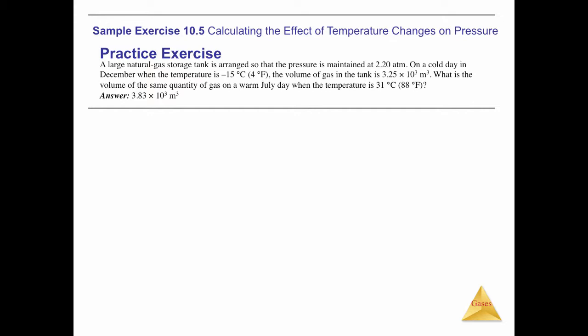So a large natural gas storage tank is arranged so that the pressure is maintained at 2.20 atmospheres. On a cold day in December when the temperature is 15 below, or negative 15 degrees Celsius or 4 degrees Fahrenheit, that's really cold, the volume of gas in the tank is 3.25 times 10 to the third meters cubed. What's the volume of the same quantity of gas on a warm July day when the temperature is 31 degrees Celsius or 88 degrees Fahrenheit?